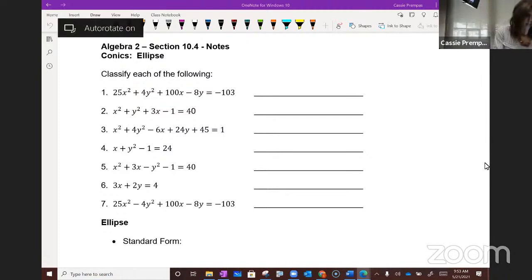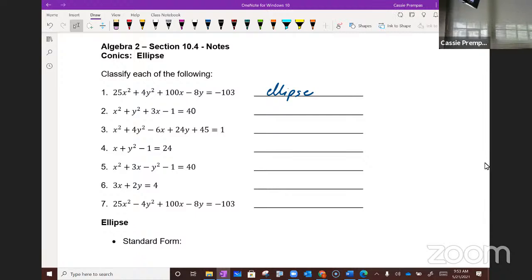Charlie? Ellipse. He's correct. Charlie, how'd you know it was an ellipse? It has positive on both. Positive on what? The exponents. The x squared and the y squared, and they're different coefficients. Nice. Someone try number 2. Sergio? Circle. How do you know it was a circle? Same coefficient and the same sign. Same coefficient on the x squared and y squared and the same sign.